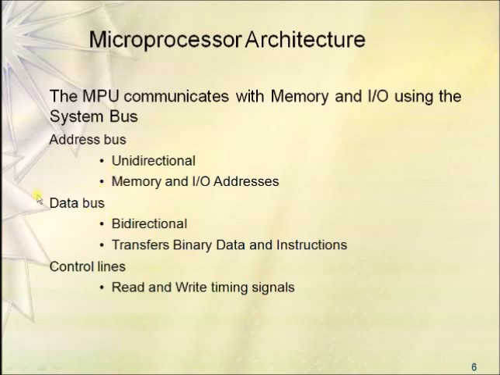Now coming to the data bus, this is bidirectional. Why? Because it carries information to and from the processor. That is why it is a bidirectional data bus. And the control lines are again bidirectional, carrying read, write and timing signals, as well as control signals generated by the processor, and peripherals are going to request the processor with the help of these control lines. So the system bus is used for connecting different parts of the computer to the processor.